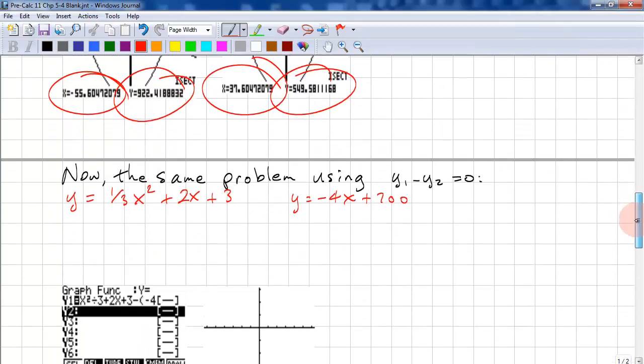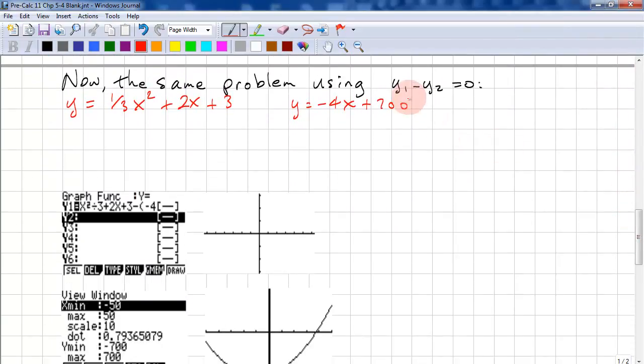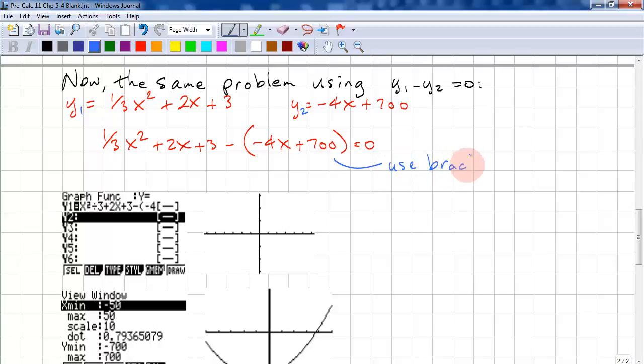Okay, let's look at the same problem, but we'll use y1 minus y2. Let's call this one y1, and we'll call this one y2. So we have 1/3 x squared plus 2x plus 3 minus, and put this in brackets, negative 4x plus 700 equals 0. And the note here is use brackets to avoid sign errors.